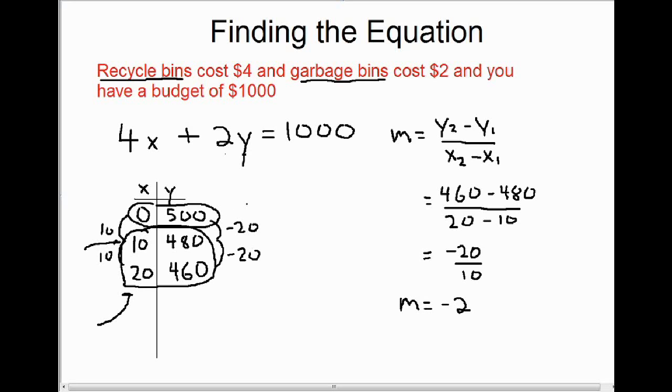And again, we know our initial value is 500 from looking at our ordered pairs here. That's the y-intercept. When x equals 0, whatever the y value is, that's our value for b. That's our y-intercept. So we've got m and we've got b, so we know the equation in y equals mx plus b has to be y equals negative 2x plus 500.